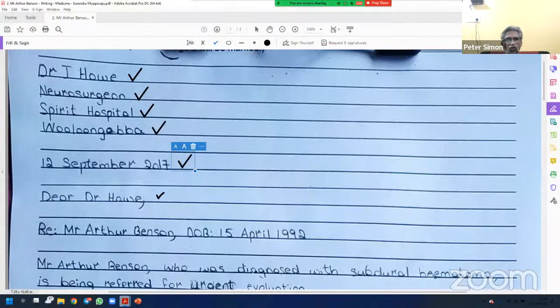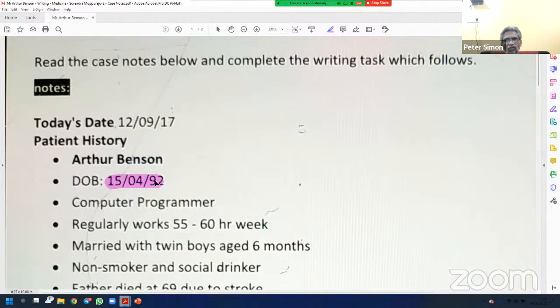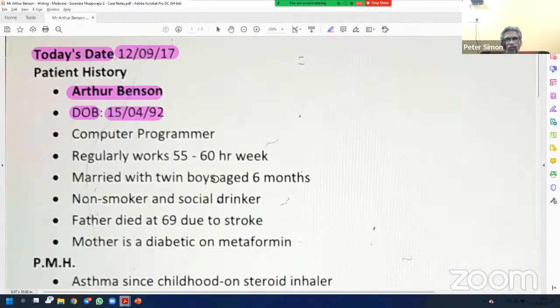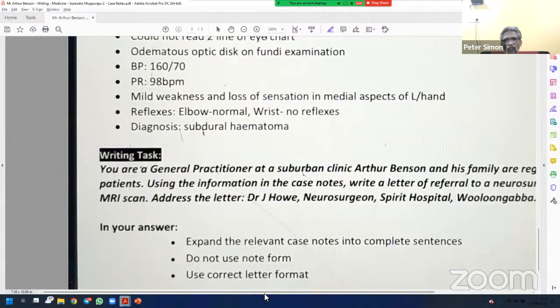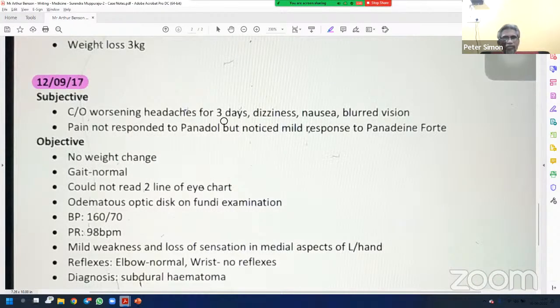Okay. Next, Dear Dr. Hove. This comes from here. Doctor and Hove, and before that, Dear. Regarding Mr. Arthur Benson, date of birth 15 April 1992. Fine. So far, these pieces of information are used. This is the first activity of today.